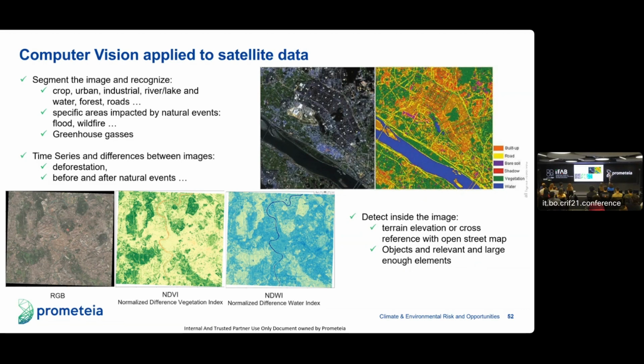And so this can show you how the system Earth, in a way, is evolving. And from one side, and also on the other side, you can detect inside the images specific points that are, for example, terrain elevation or cross-reference with OpenStreetMap, but also relevant and large enough objects.